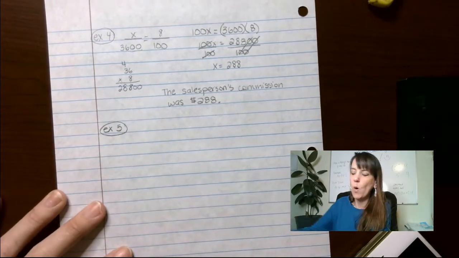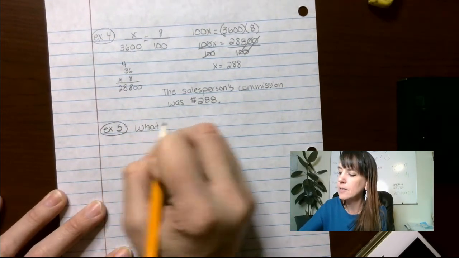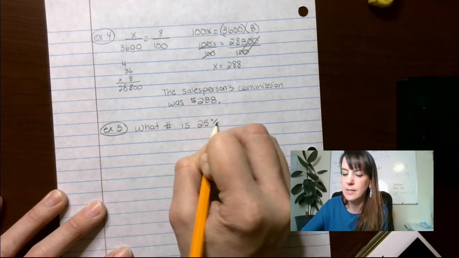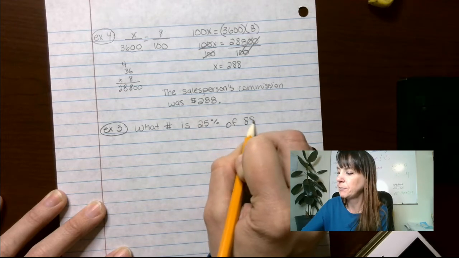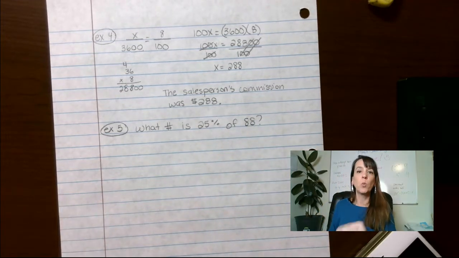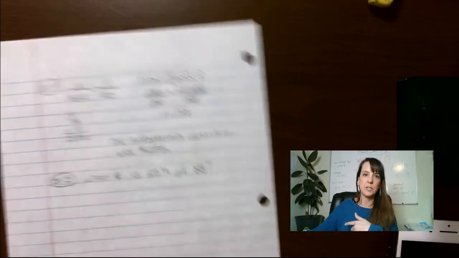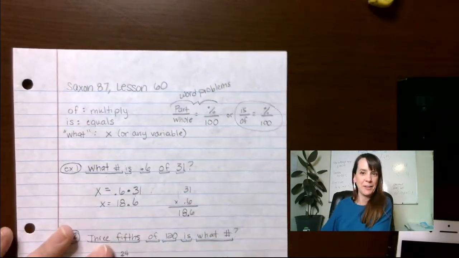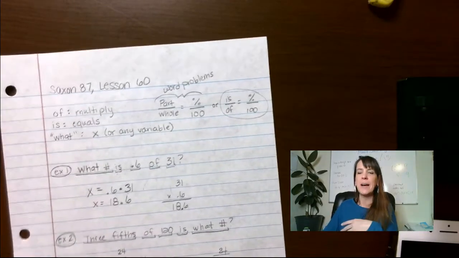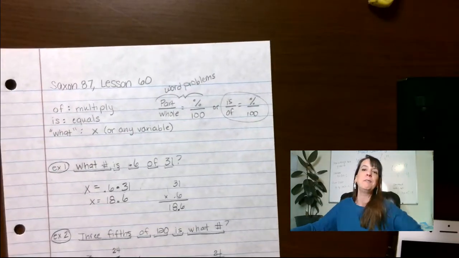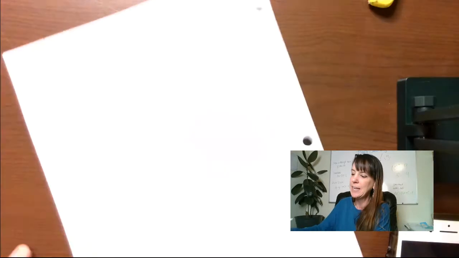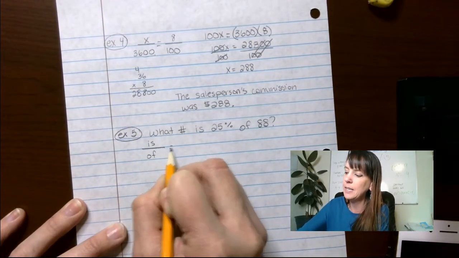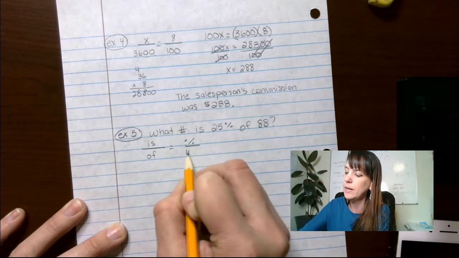Okay. Example number 5. This one says, what number is 25% of 88? Now, remember when we were talking word problems, I said do part over whole equals percent over 100. If you flip back over here, this is my other favorite one, guys. This is my favorite. I've done so much math, and this is still my favorite formula. Is over of equals percent over 100. So I'm going to copy that over here.